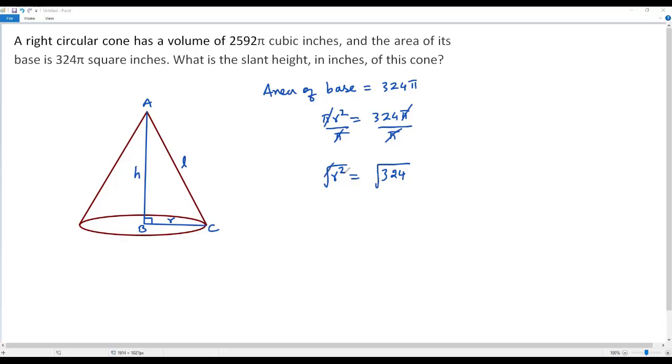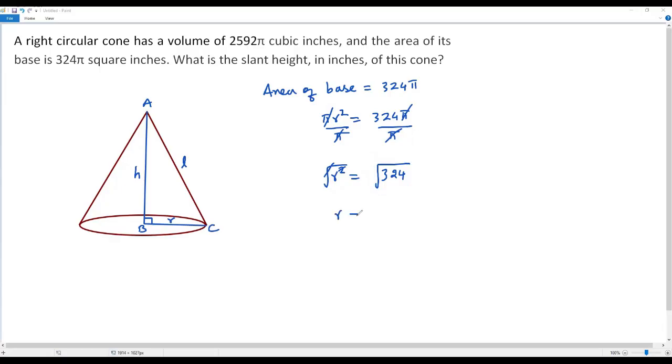On the left side, the square root and square will cancel out. Usually when we take square root on both sides of an equation, one of the square roots will cancel out, and for the other square root, we will consider positive or negative sign. But here on the left side, we have the radius of the base. The radius of the base of the cone can never be a negative value, so we don't have to consider positive or negative sign over here. We can consider only the positive sign for this square root of 324.